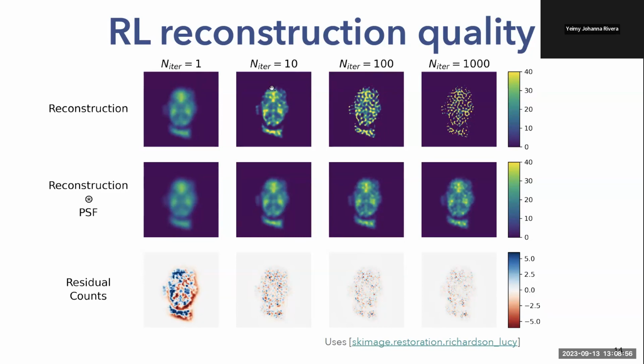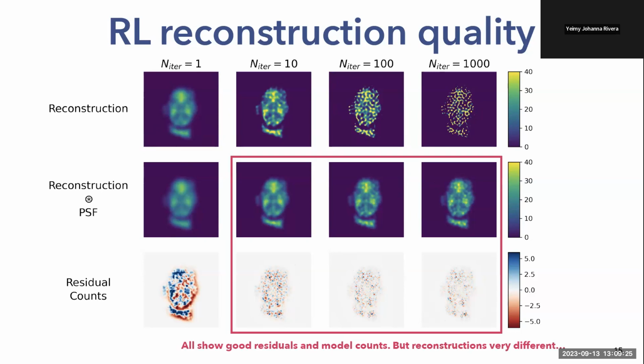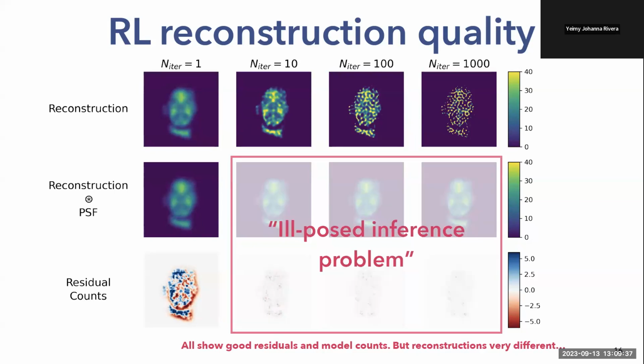What's interesting about this is that this is a reconstruction here, and after you've convolved this with the PSF, to get the predicted number of counts again, then actually all images look very similar. And once you compare it to the data, so if you compute, for example, the residual counts, then all those reconstructions lead to a reasonable distribution of residuals. But the actual reconstructions look very different. And the problem here is that they all show good residuals, but you cannot distinguish just from the likelihood alone between those three cases. And this is called the ill-posed inference problem.